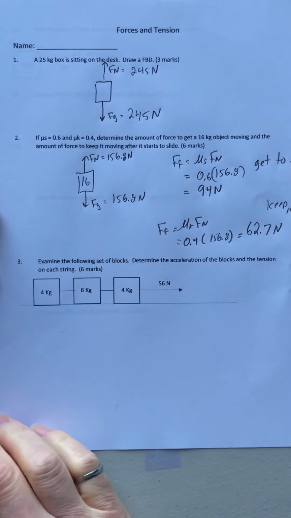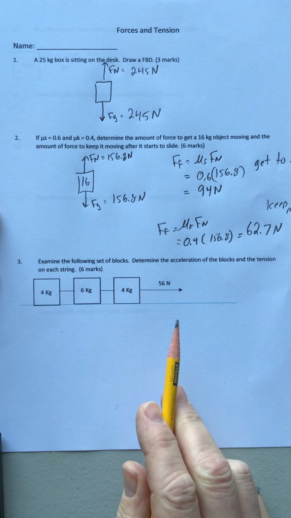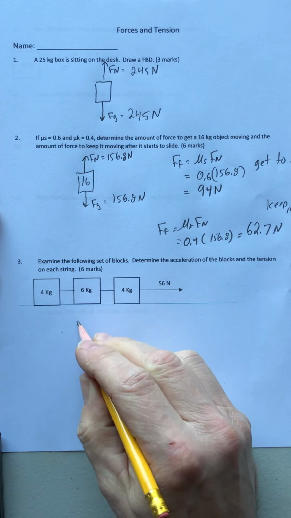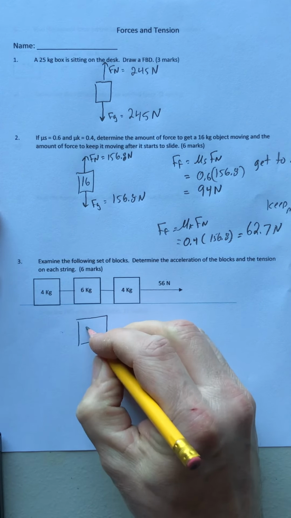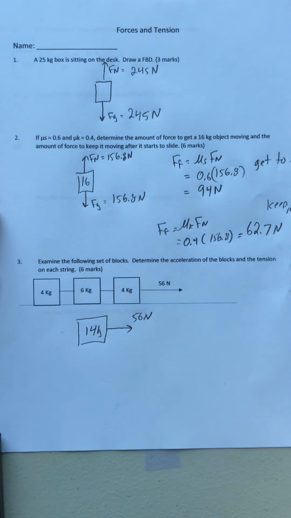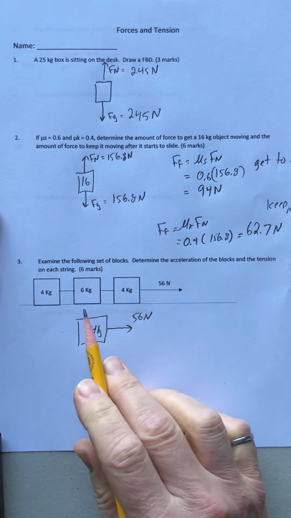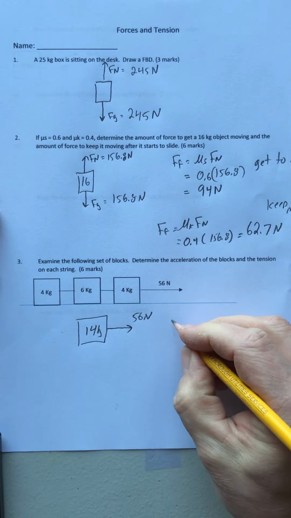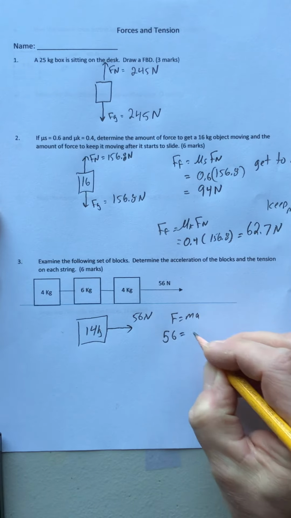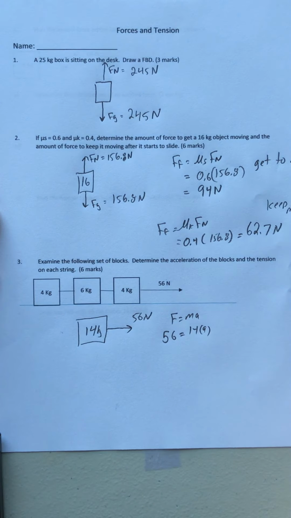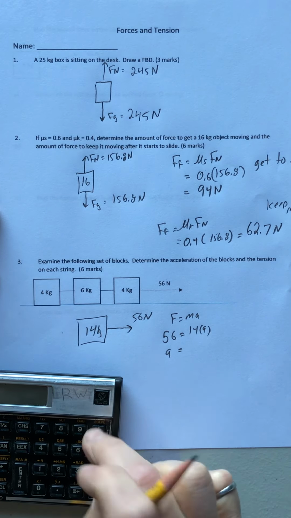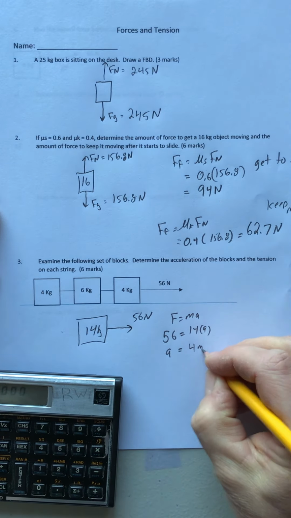Okay. Next question, it says, examine the following set of blocks. There's 56 newtons of force pulling on the whole thing. So I could look at that as a big picture of 14 kilograms being pulled with 56 newtons of force. There's no friction in this question at all, so we can just say F equals ma. The force is 56 newtons, the mass is 14, and a is your unknown. a equals 56 divided by 14. I get 4 meters per second squared.